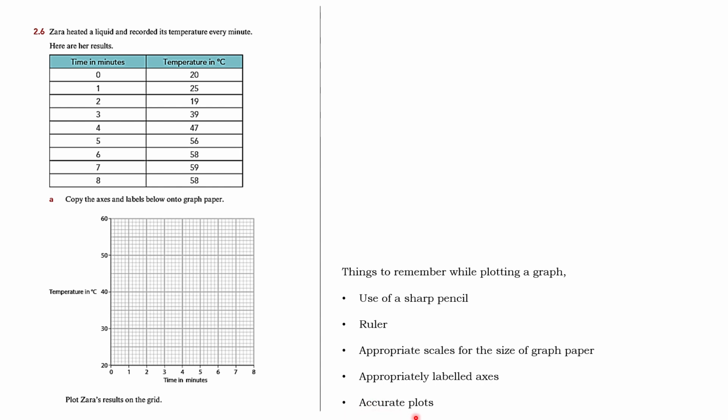Next, make sure to plot the accurate points. Suppose the point value is given at 30, so you have to make sure to plot it at 30. If you are plotting it at some other place, like 1 unit below 30, then it will not be considered. You will lose marks over there.